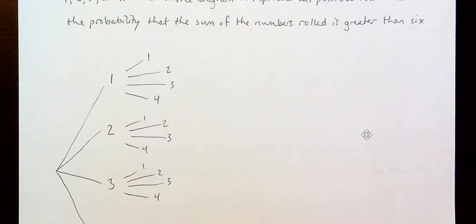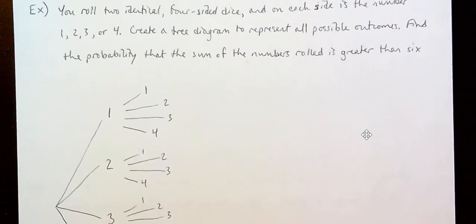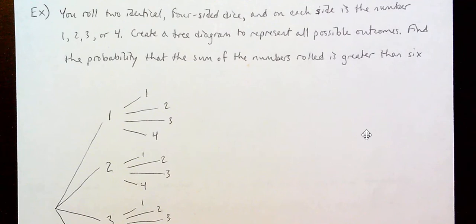Now, just doing some quick mental math here, if you roll two dice, and on each die the largest number is 4, then the largest possible sum you can have is 8, 4 plus 4. We want the probability that the sum is greater than 6, which means we want the probability that the sum is 7 or that the sum is 8.